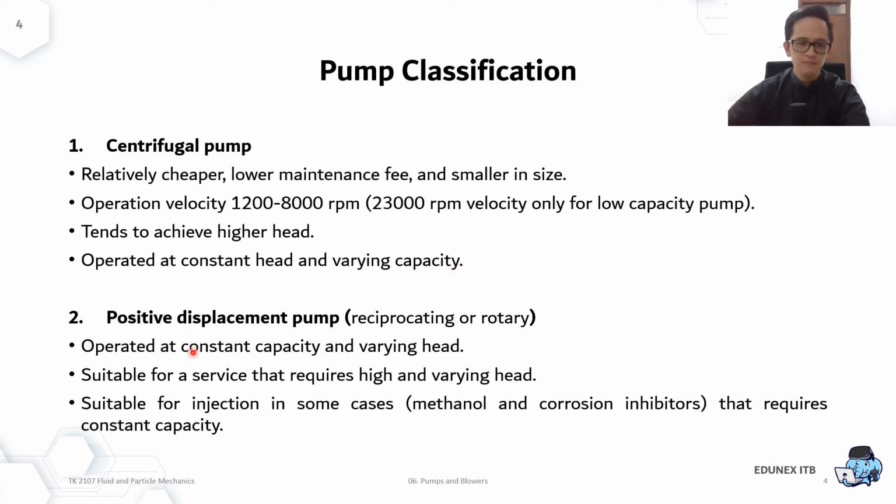The second type, for example a reciprocating or a rotary pump, which is a type of PD pump, is operated at constant capacity and varying head. It is suitable for a service that requires high and varying head. It is also suitable for injection, in some cases methanol and corrosion inhibitors, with constant capacity.